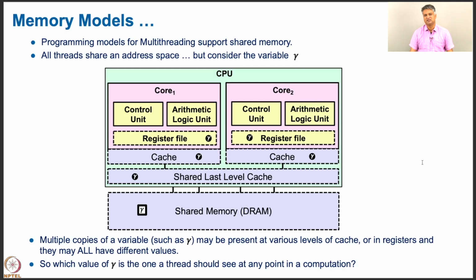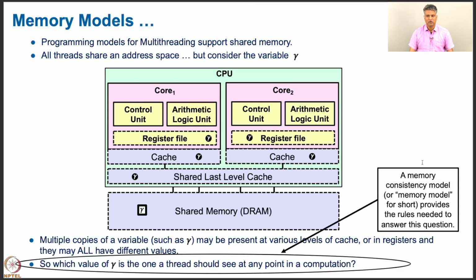But now just let us consider some variable gamma. Now, there are multiple copies of this variable gamma and they might be present at different levels of cache or in registers. And it's quite possible that while gamma exists in each of the registers, caches, or the last level cache, they might all have different values. So during any computation, what value of gamma should one thread actually use at any point? This becomes a big question of contention and also of coherency.